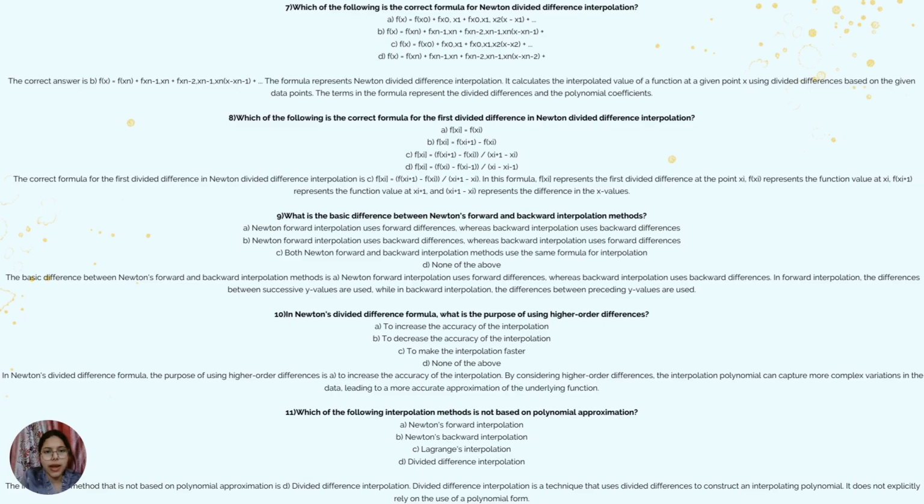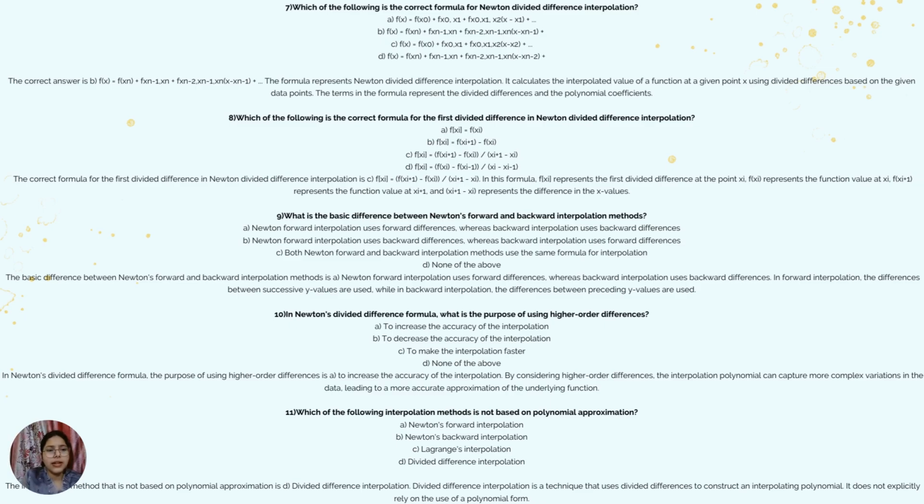Option B, f of x minus f of xn plus f of xn minus 1, xn plus f of xn minus 2, xn minus 1, xn, times x minus xn minus 1. And C, f of x minus f of x0 plus f of x0, x1 plus f of x0, x1, x2, times x minus x2. And option D, f of x minus f of xn plus f of xn minus 1, xn plus f of xn minus 2, xn minus 1, xn, times x minus xn minus 2.